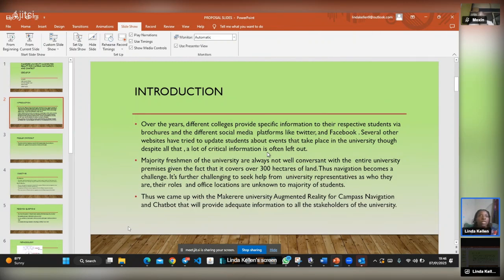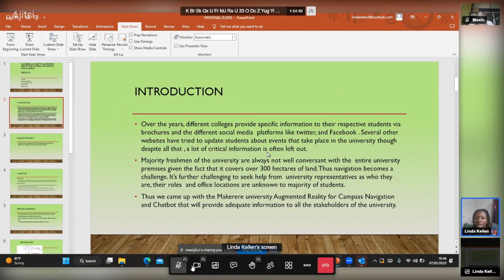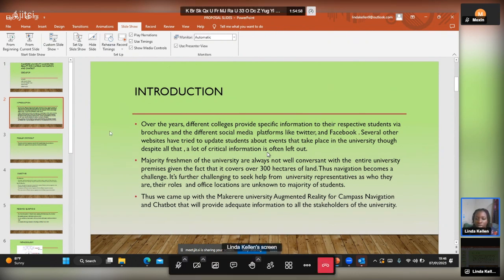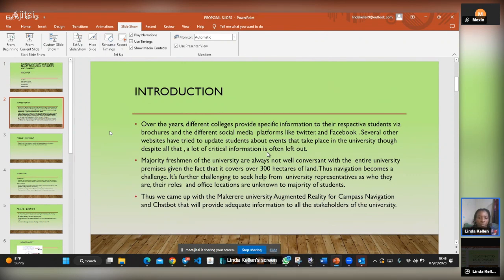If one wants to get help from an office of a different representative of the university, like the student's dean, or wants to access their college, and they've just joined the university, they may not know which route to take. If they ask their colleagues or friends, they might end up getting wrong information. And still, a lot of information is being left out to the freshmen.